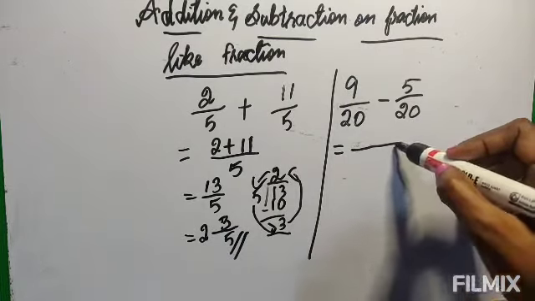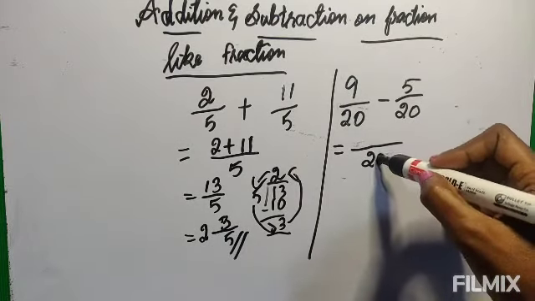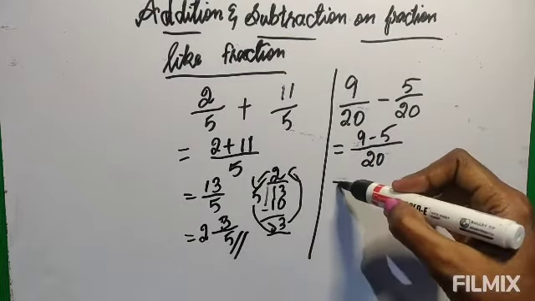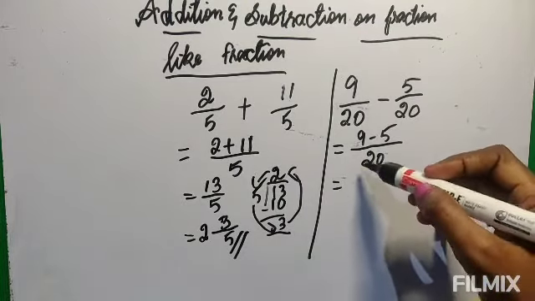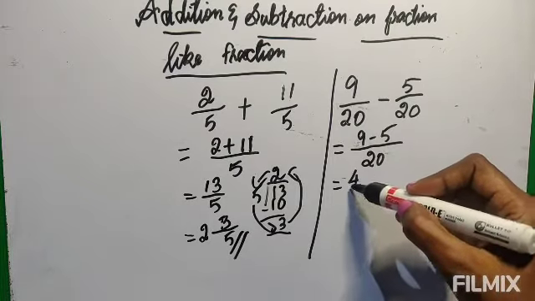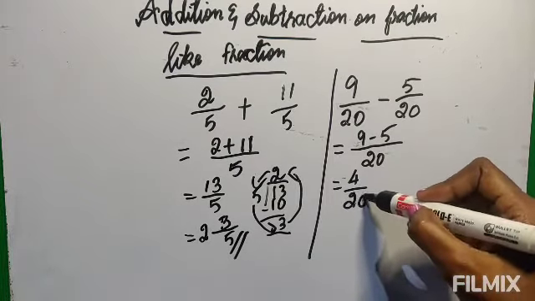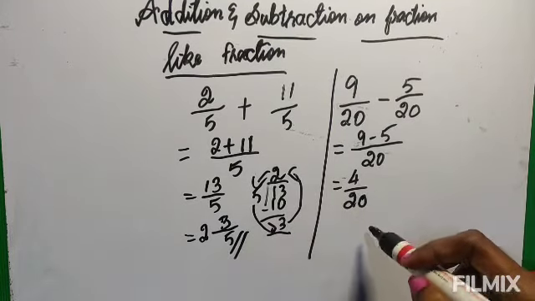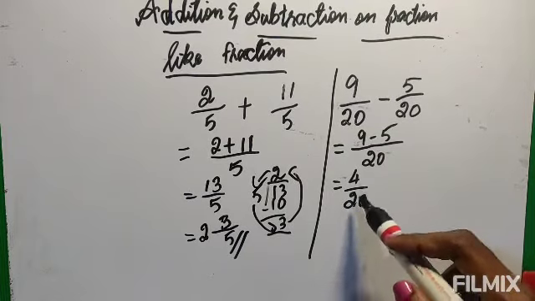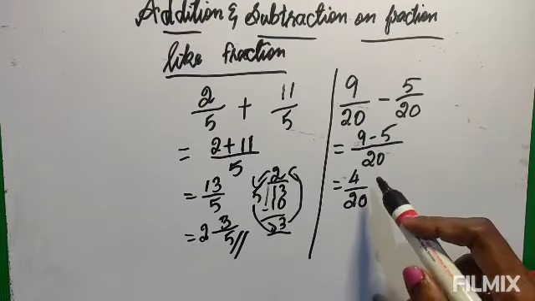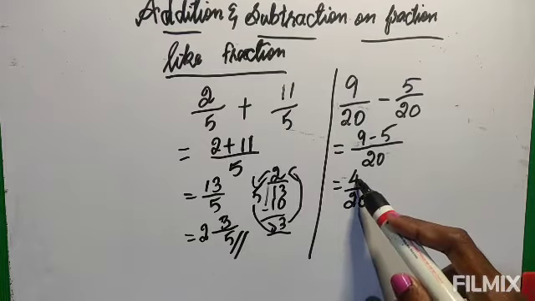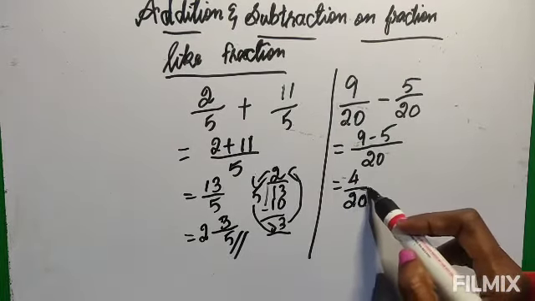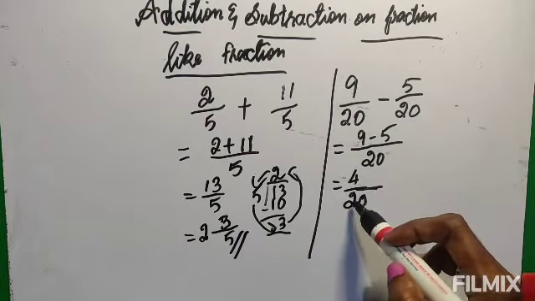Okay, so now take a common denominator and write the numerators on the top. After writing, now you have to subtract. 9 minus 5, 4. So 4 by 20. Now you have to check whether you can reduce both the numerator and the denominator by the same number. Okay, so now 4 and 20. You can divide by 4. Otherwise, both are even numbers, so you can divide by 2.